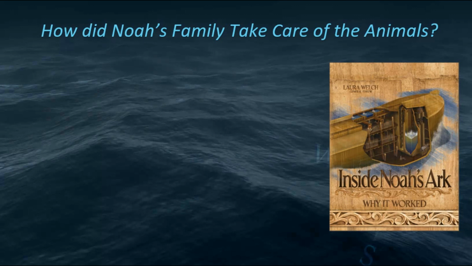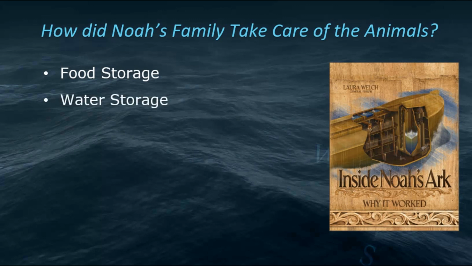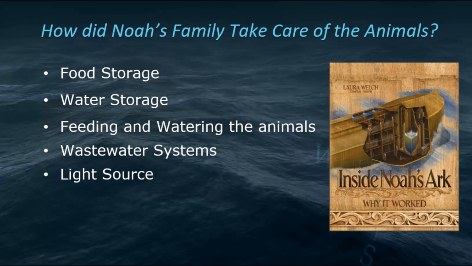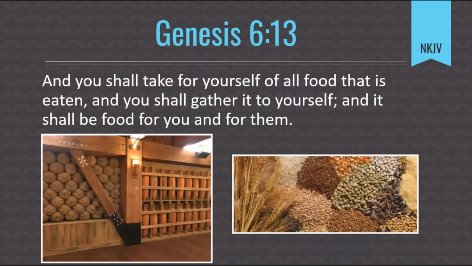And what it talks about is what was the water storage? How did Noah have enough water and food for the ark? We'll talk about the feeding and watering of the animals, waste water systems. How did they get rid of all the waste material from all the 7,000 animals? What was the light source in the ark? What about ventilation? How did they get ventilation in?